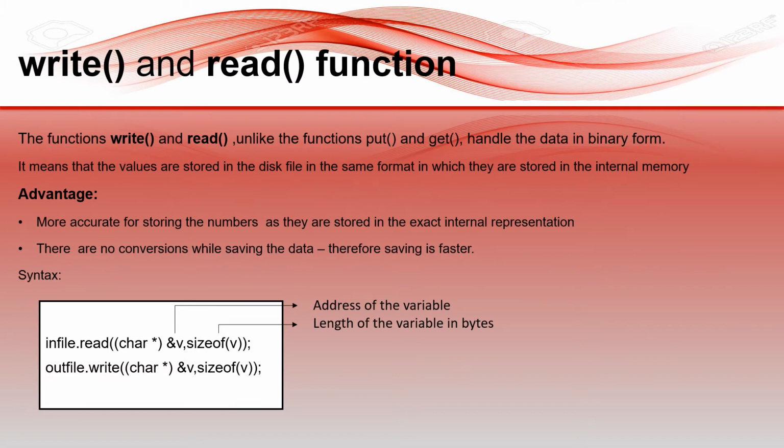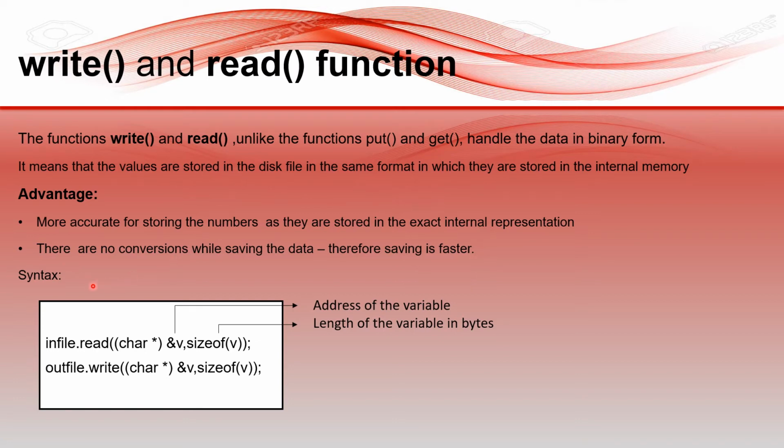So put and get functions handle a single character at a time, whereas read and write functions handle a block of data. It means that the values are stored in the disk file in the same format as they are stored in the internal memory. As they are stored in the exact internal representation, there is no need for conversion while saving the data. Therefore, saving your data is faster when you use read and write functions.